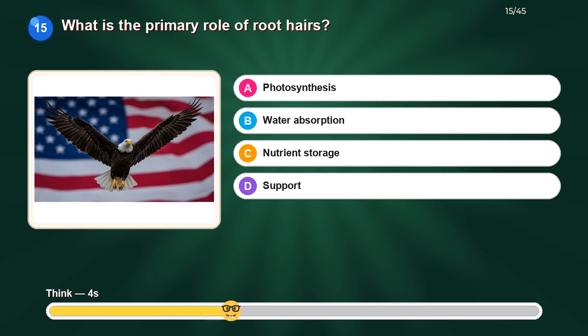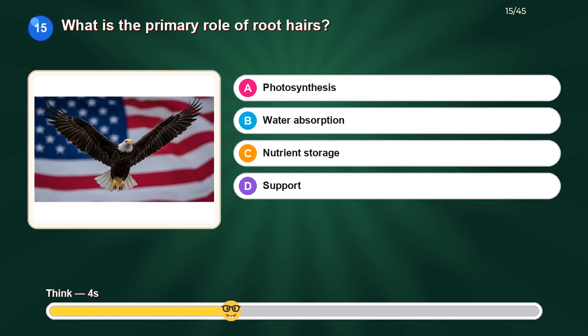Which type of leaf has incisions that do not reach the midrib? Option A, simple leaf. Option B, compound leaf. Option C, pinnately compound leaf. Option D, palmately compound leaf. The correct answer is simple leaf.